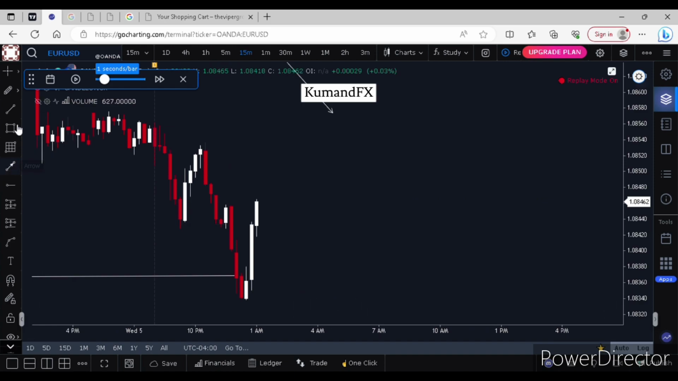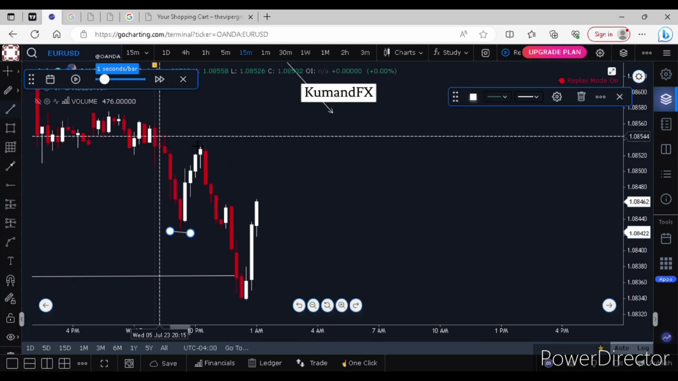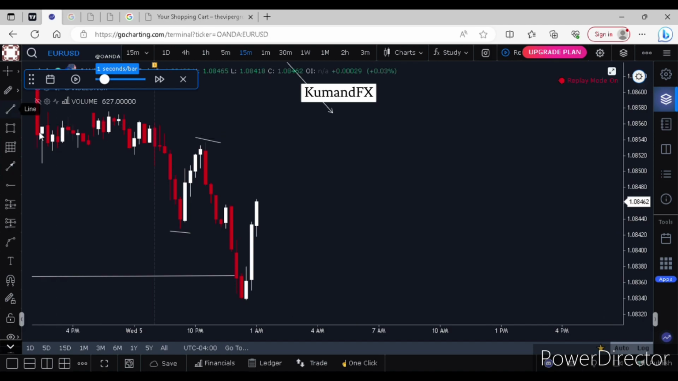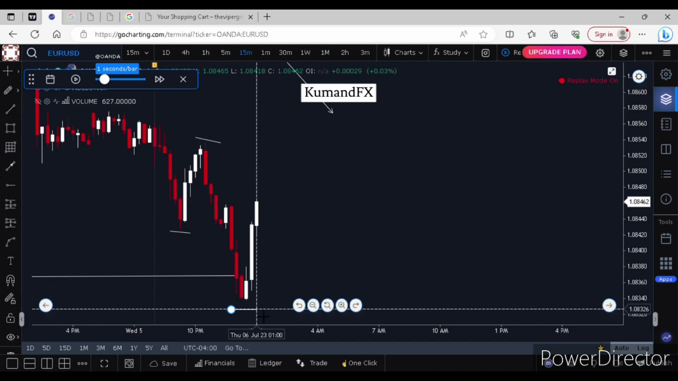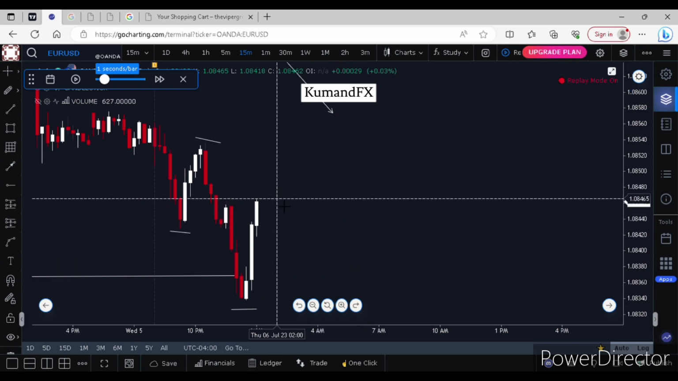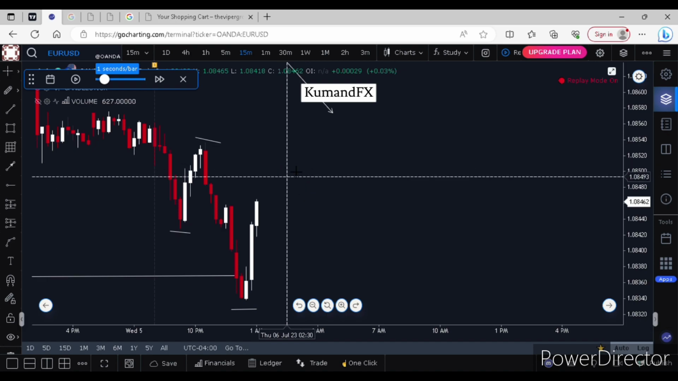But after sweeping that previous low, let's see the character it exhibited. A lower low, a lower high, then a lower low, bearish trend, a bearish order flow. Then let's play price forward and see what happens.